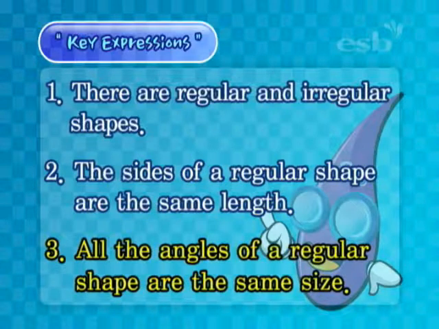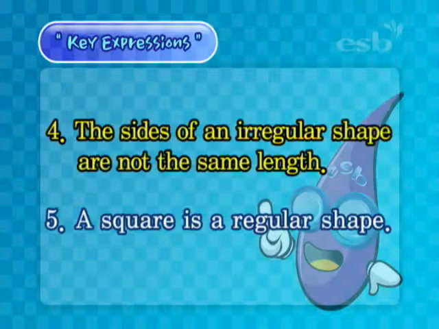Number 3. All the angles of a regular shape are the same size. Number 4. The sides of an irregular shape are not the same length.